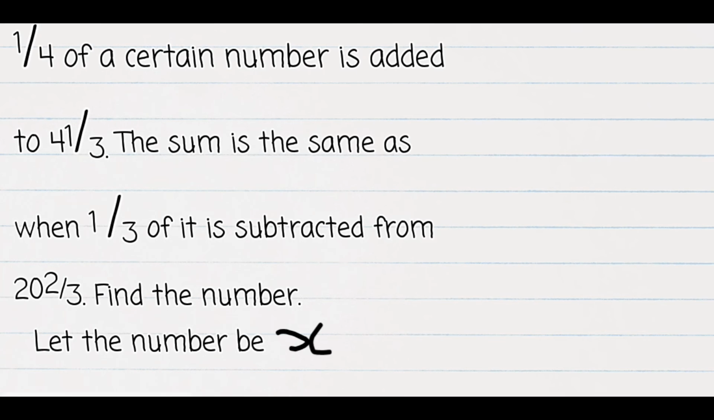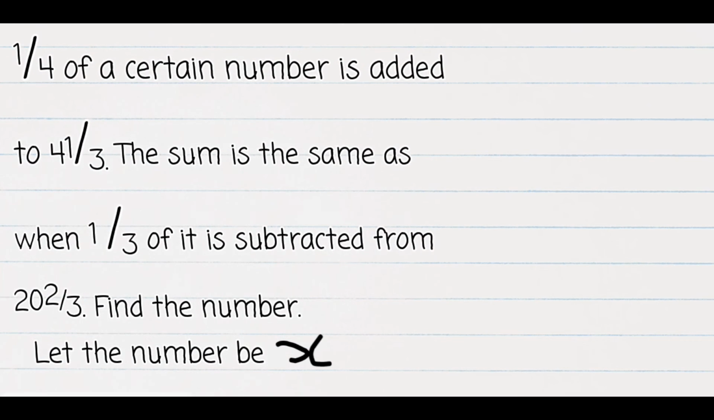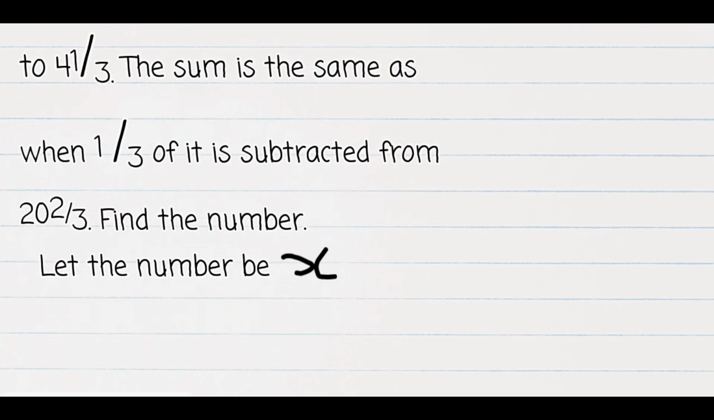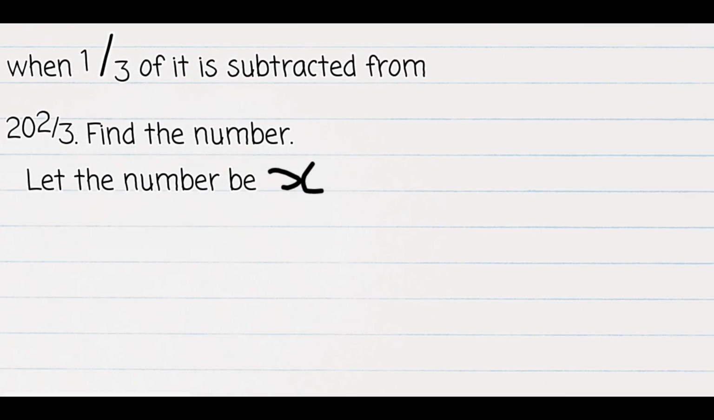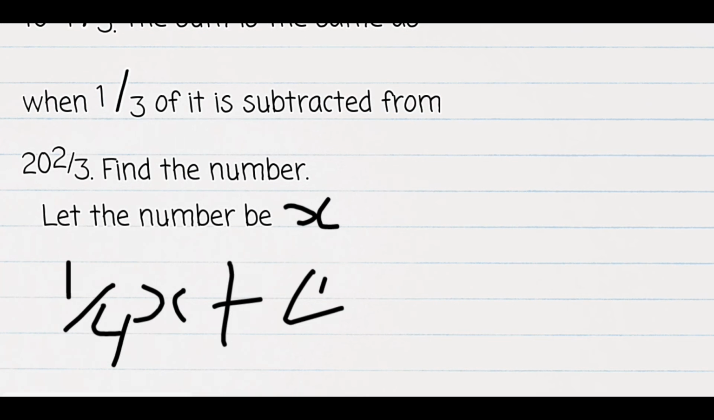Now, from the first sentence, it says that 1 over 4 of a certain number is added to 4 whole number 1 over 3, meaning 1 over 4x plus 4 whole number 1 over 3. And this was derived from the first sentence.